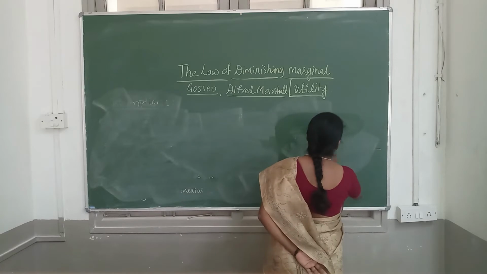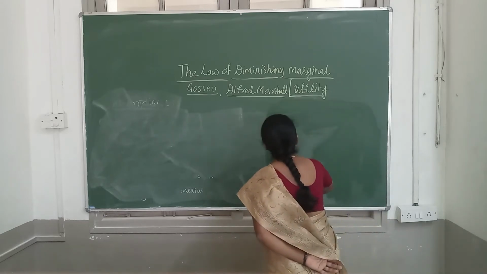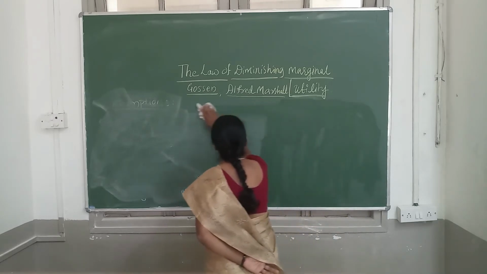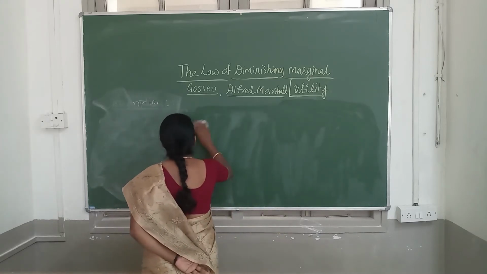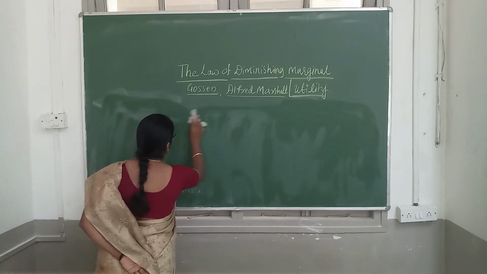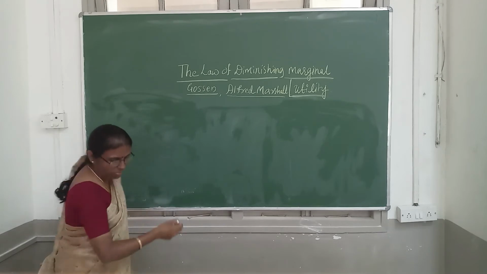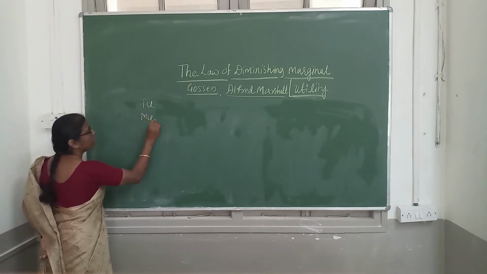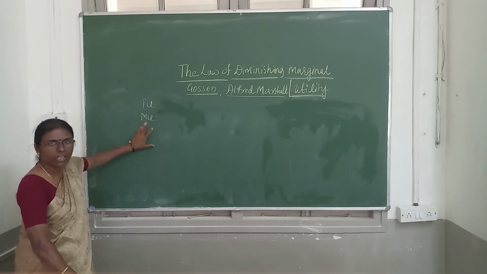Yes, this is the very interesting one, the law of diminishing marginal utility. We already know how to calculate total utility and marginal utility in detail from the last session. So with the help of the calculation, let us try to understand all these things. One table is given here. There are two concepts, one is total utility and another one is marginal utility.